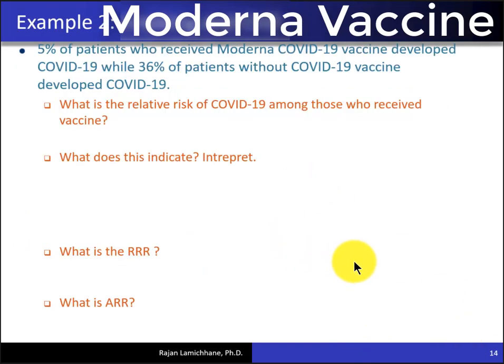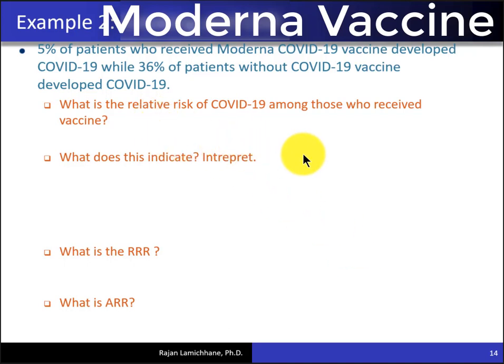Now, here is another example. 5% of patients who received Moderna COVID-19 vaccine developed COVID-19, while 36% of patients without the COVID-19 vaccine developed COVID. Now, what is the relative risk of COVID-19 among those who received the vaccine? So, how do you calculate the relative risk here?